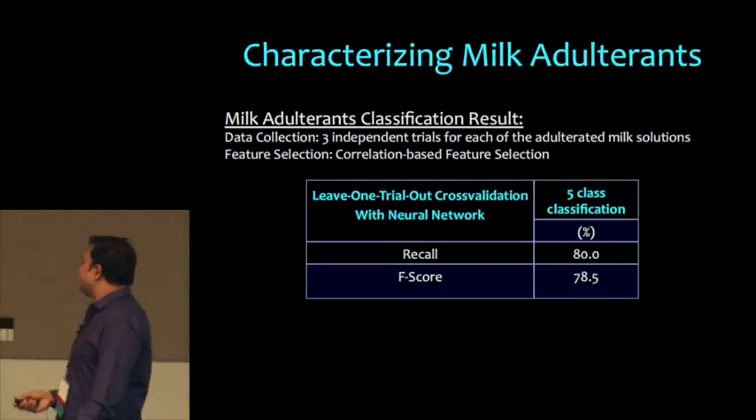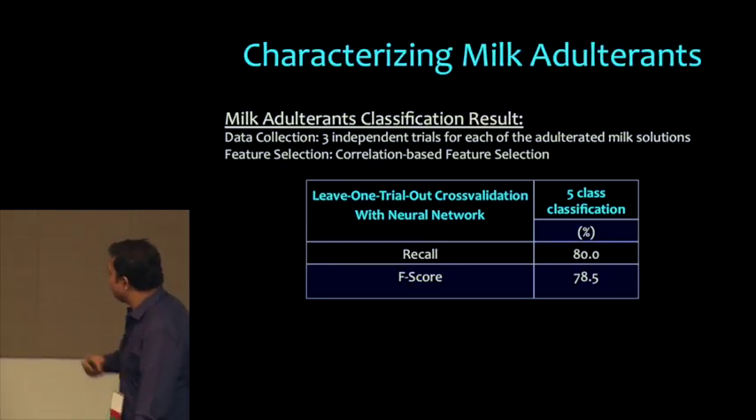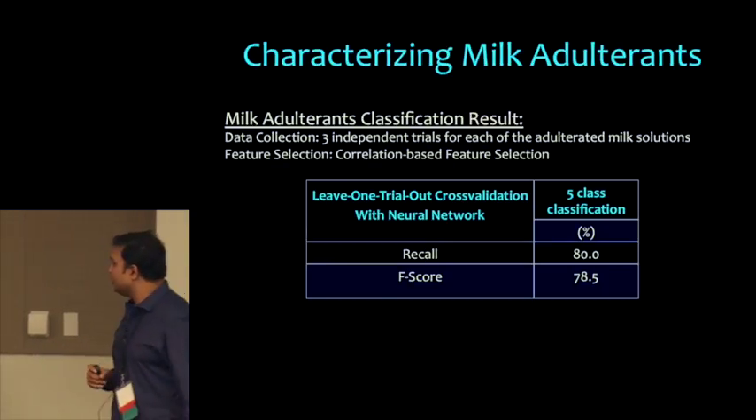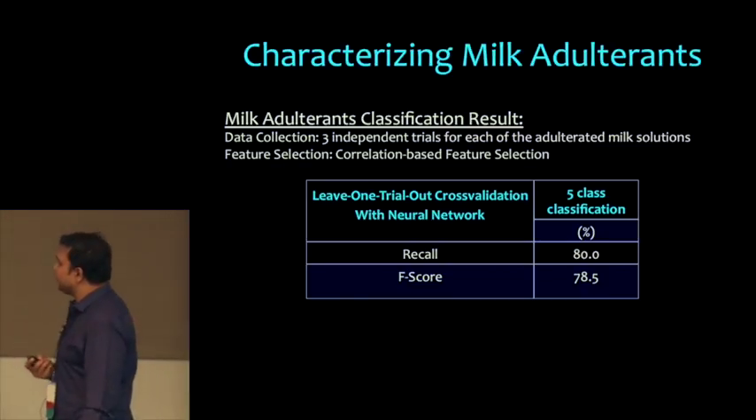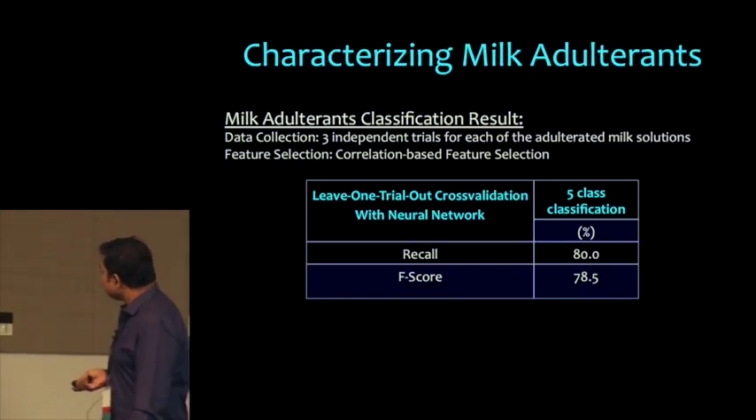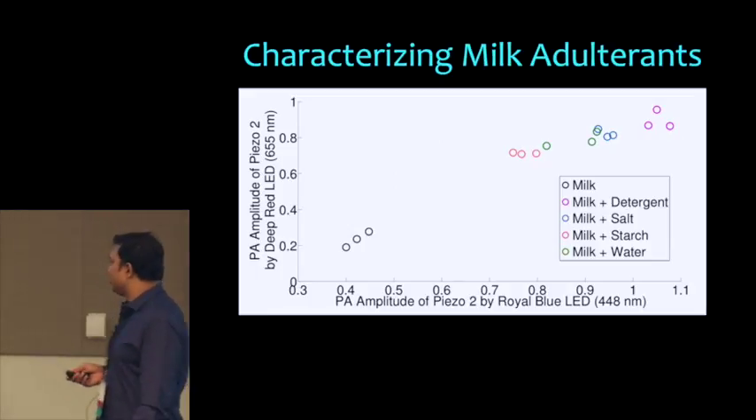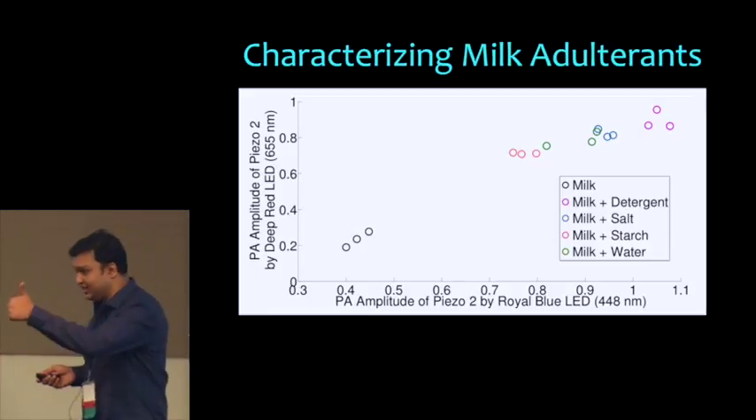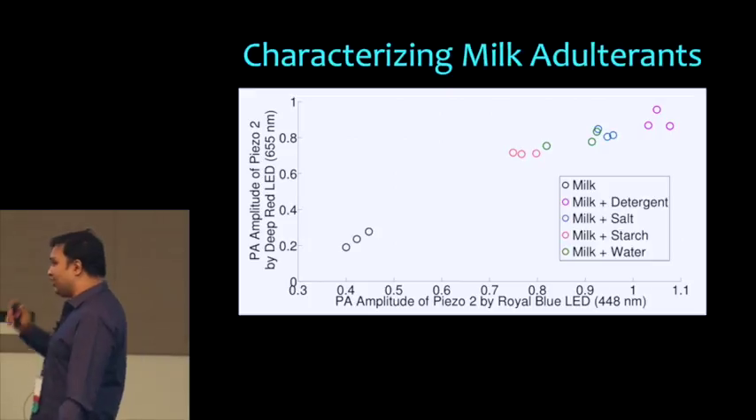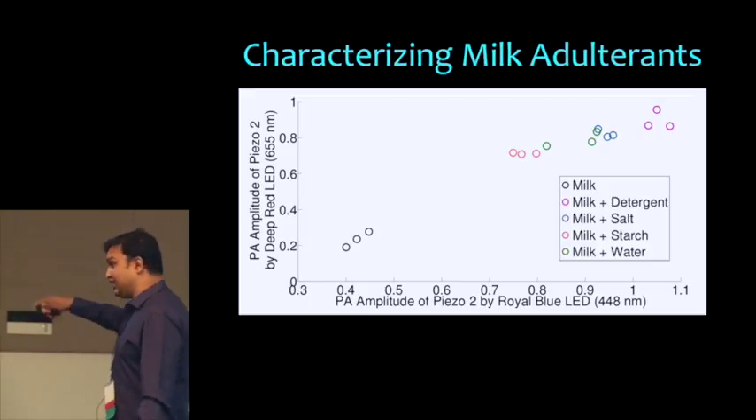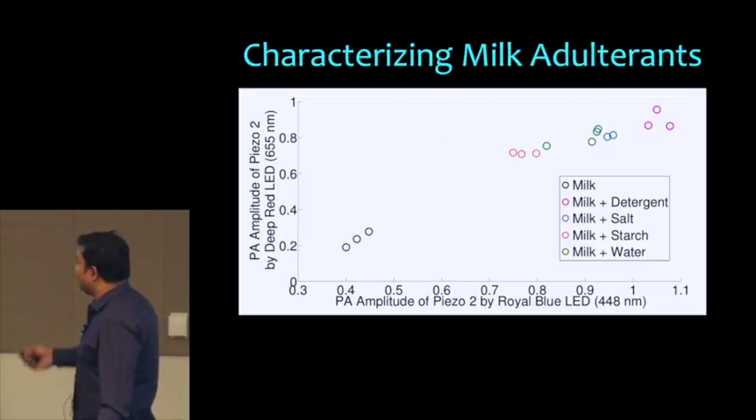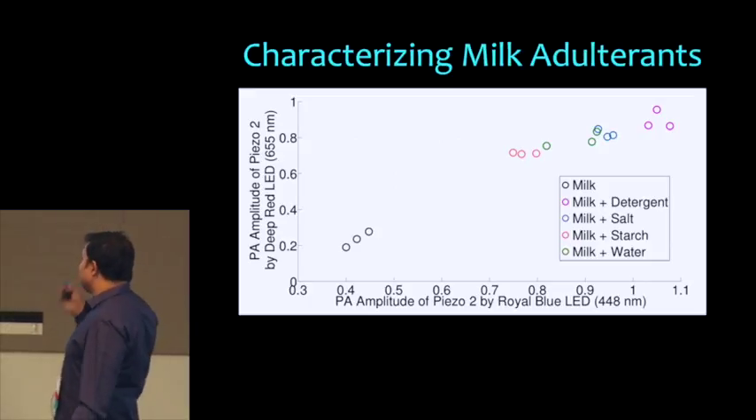And when we ran our 3 independent trials and put it into the machine learning algorithm, after selecting the best features, what you see is we can easily achieve about 80% recall. Here is the scatter plot between the 2 most dominant features selected by the feature selection algorithm. You can see it's well separated.